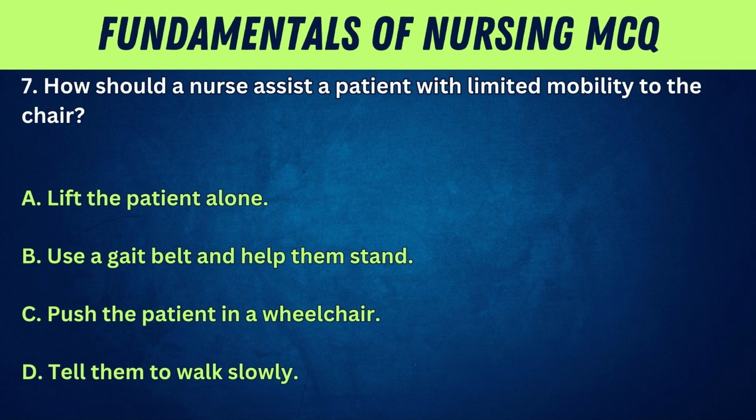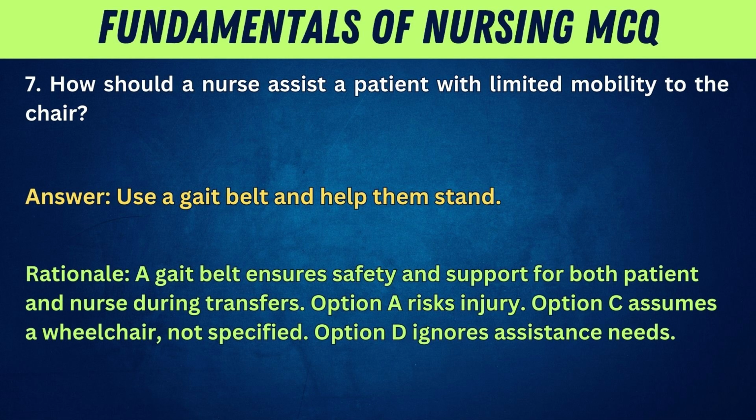7. How should a nurse assist a patient with limited mobility to the chair? A. Lift the patient alone. B. Use a gait belt and help them stand. C. Push the patient in a wheelchair. D. Tell them to walk slowly. Answer. Use a gait belt and help them stand.